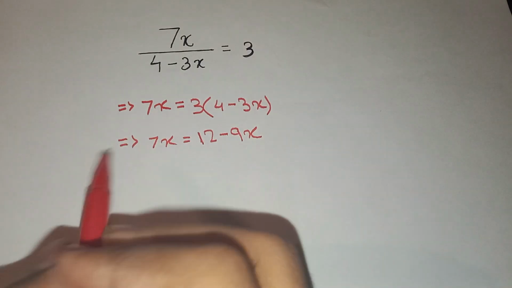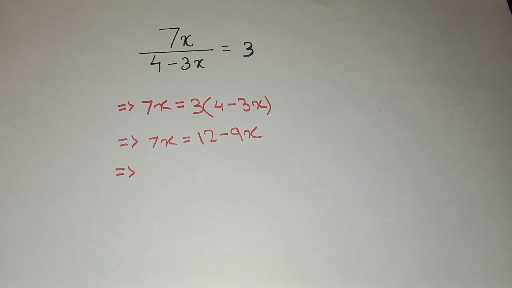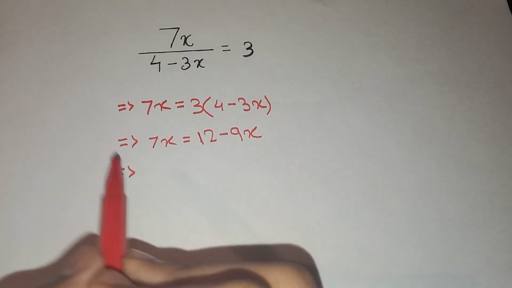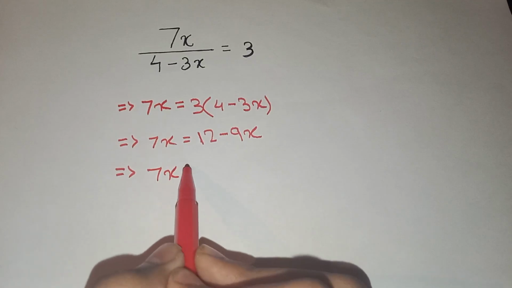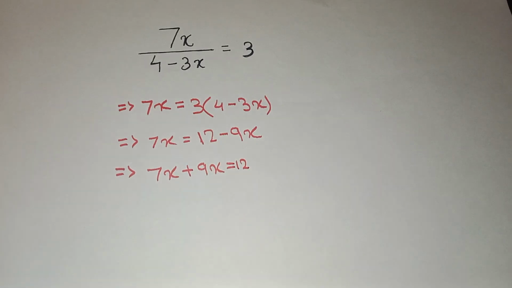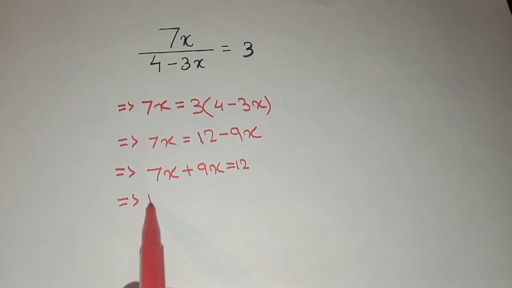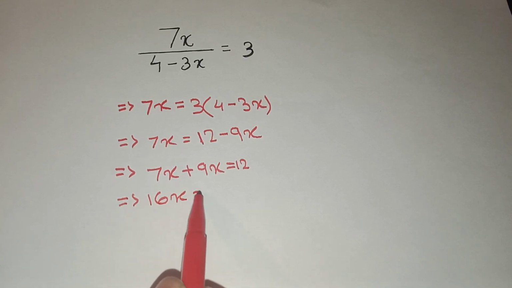Then we will collect like terms at one side. When 9x moves to the left hand side, it will automatically come with a positive sign. So 7x plus 9x equal to 12 will be written as it is. When we have collected the terms, we will join them together. So 9x plus 7x is equal to 16x. 16x equal to 12.